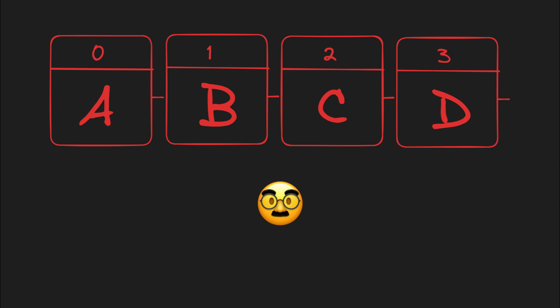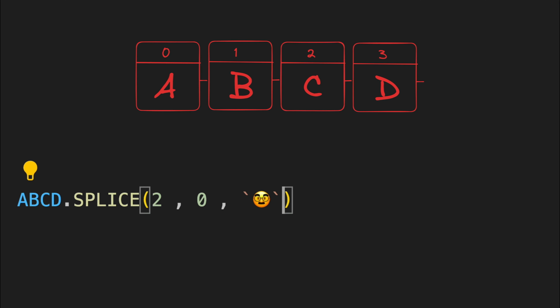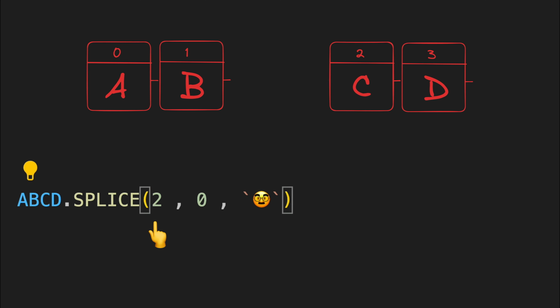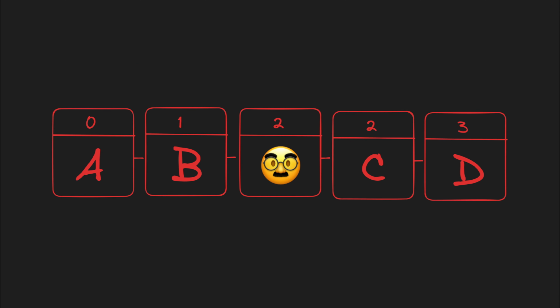Now let's add this emoji to the middle of this array. Let's add it to the index of 2. We will use array.splice 2, 0, emoji. This means we are going to add to the second index. We will delete 0 items and we will add this emoji. Again we have to reindex half of this array.